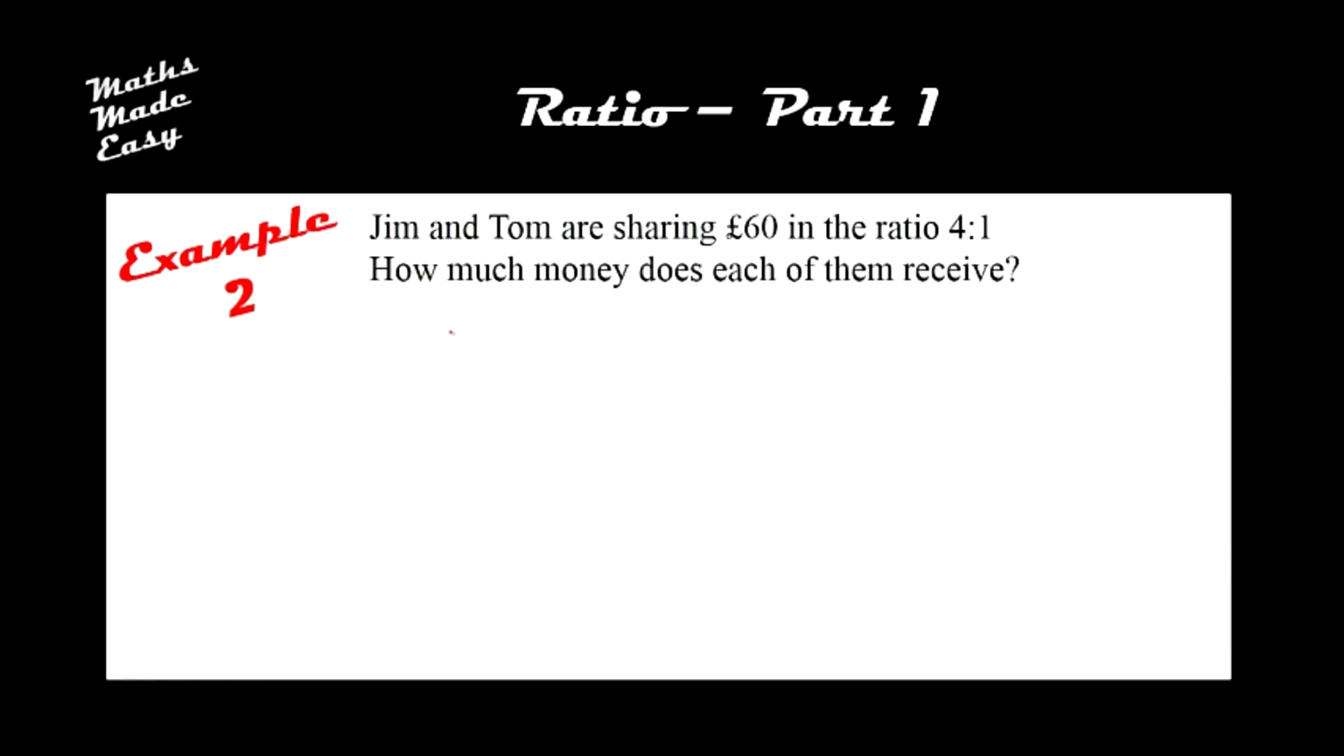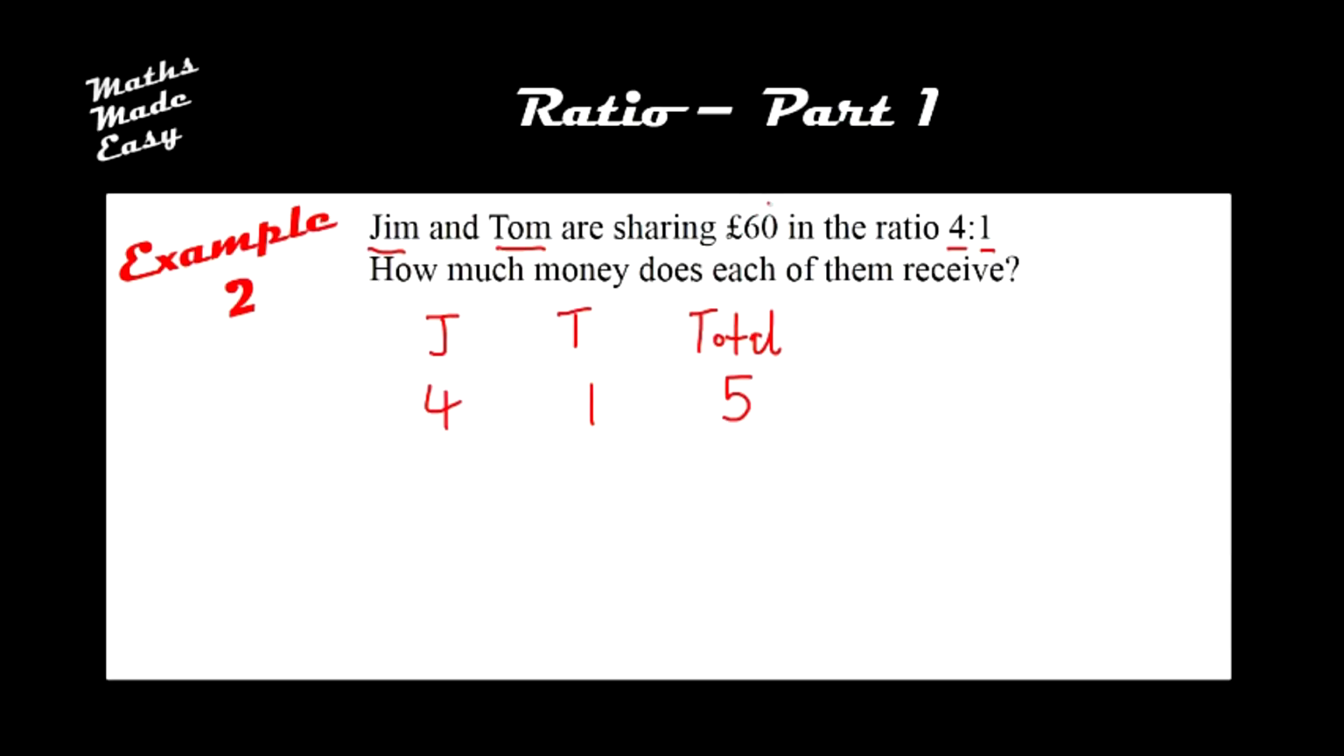Let's have a look at a second example then. So in this one we've got Jim and Tom, and they're sharing some money. So Jim and Tom, they're sharing £60, and the ratio is 4 to 1. So Jim's going to get 4 parts, Tom's going to get 1 part. So just as before, I'm going to write a J for Jim, a T for Tom, and then the total. And Jim gets 4 parts, Tom gets 1 part, and 4 add 1 makes 5 parts in total.